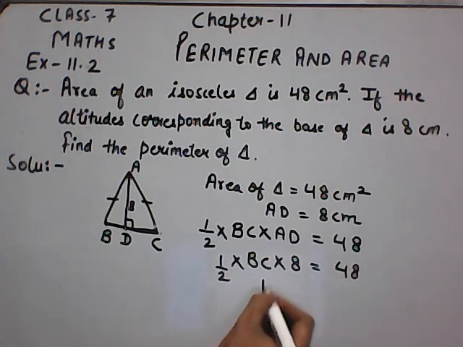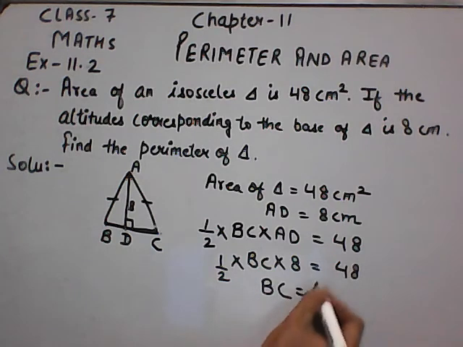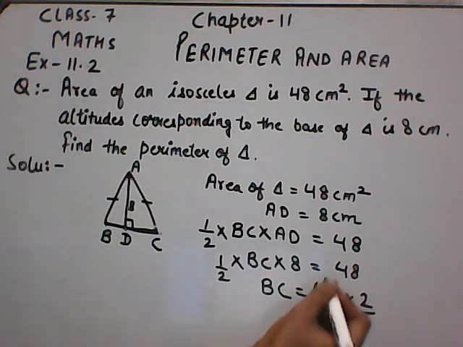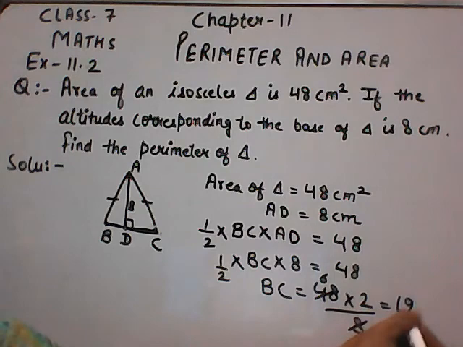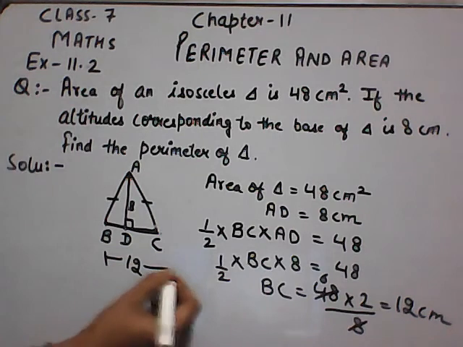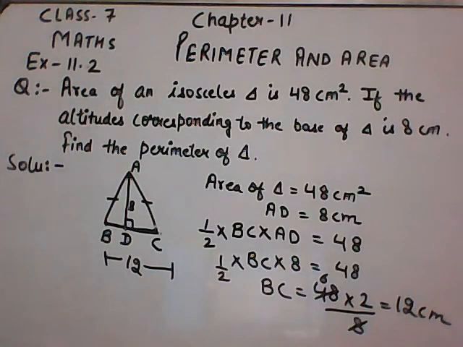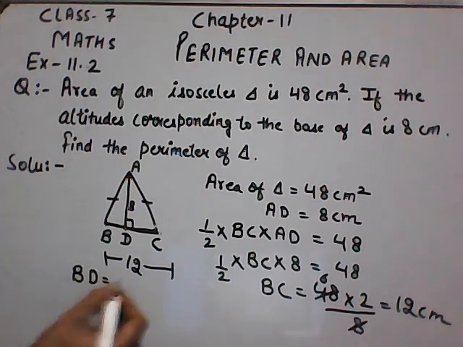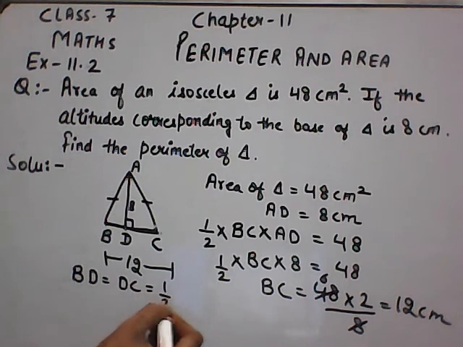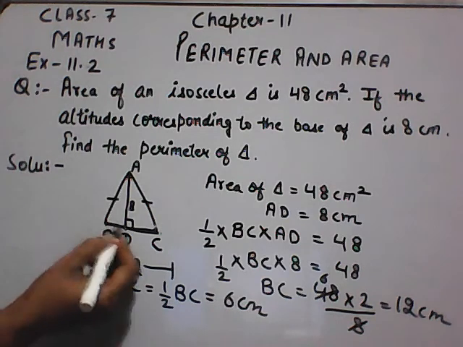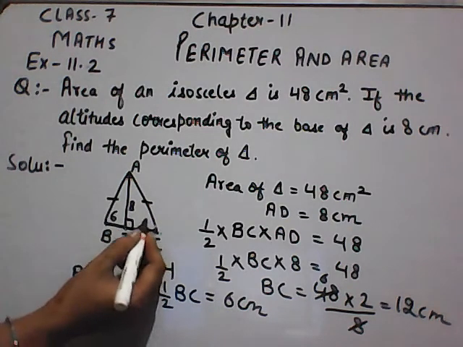Now you have to find out the value of BC. BC is equal to 48 multiply by 2 divided by 8. Here 8 6s are 48, 6 2s are 12 centimeter. Now BC is 12 centimeter. Here altitude AD divides BC into two equal parts. That means BD is equal to DC, which is half of BC, that is 12 by 2, which is 6 centimeter. That means length of BD is 6 centimeter and length of DC is 6 centimeter.